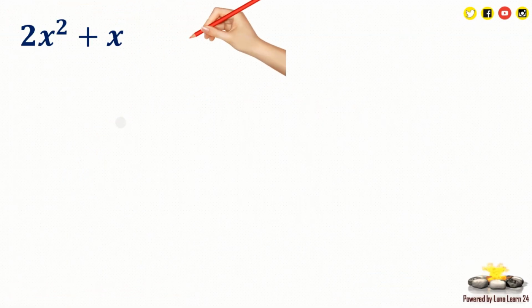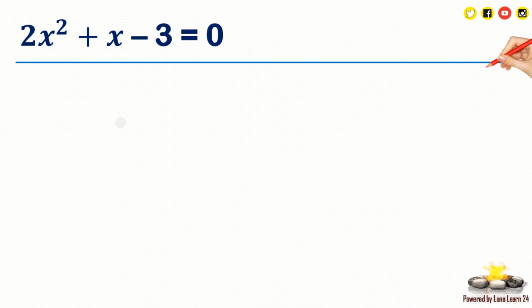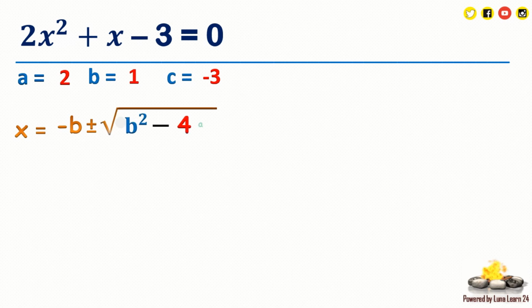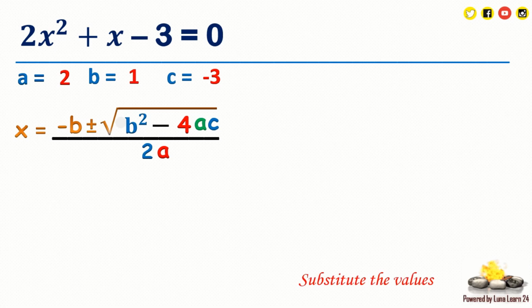So example 2 reads 2x squared plus x minus 3 equals 0. So the values of a, b, and c are respectively 2, 1, and negative 3. Those are the values of a, b, and c. Now let's state the formula. So the formula states x equals negative b plus or minus the square root of b squared minus 4ac, all that on 2a. We now substitute the values in this formula.